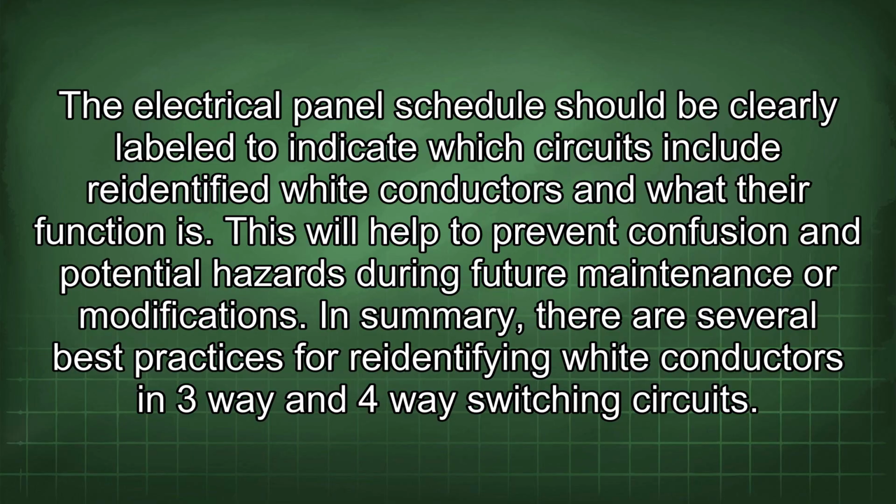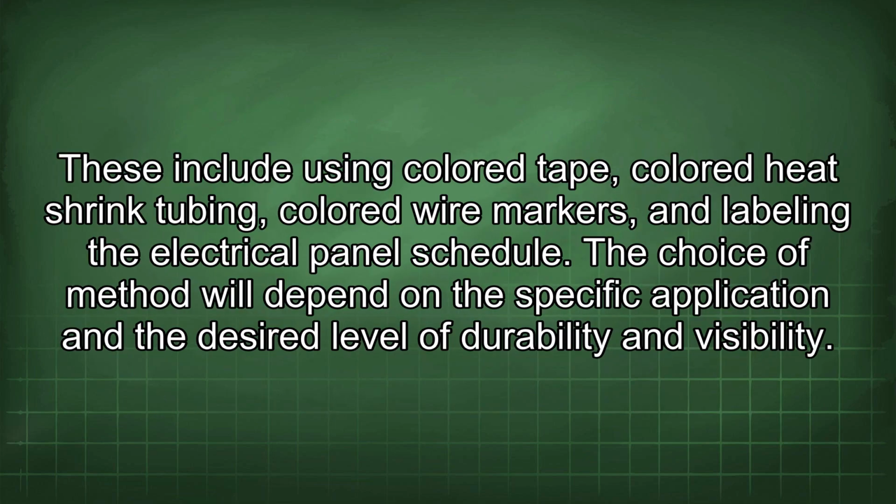In summary, there are several best practices for re-identifying white conductors in 3-way and 4-way switching circuits. These include using colored tape, colored heat shrink tubing, colored wire markers, and labeling the electrical panel schedule. The choice of method will depend on the specific application and the desired level of durability and visibility.